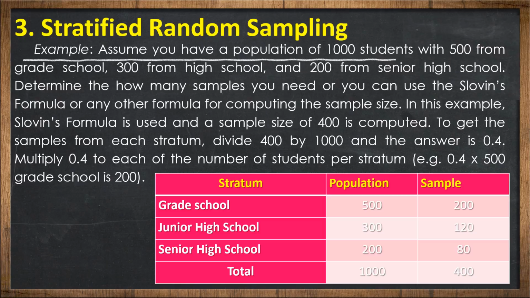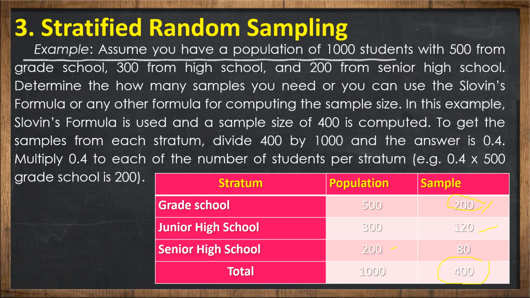So multiply 0.4 to the number of students per stratum. For grade school, we have 500 times 0.4, that is 200 sample size. It means that from grade school, you need to get at least 200. Then for junior high school, 300 times 0.4, that is, of course, 120. 0.4 again times 200, that is 80. So therefore, from 1,000, you can get 400 samples.